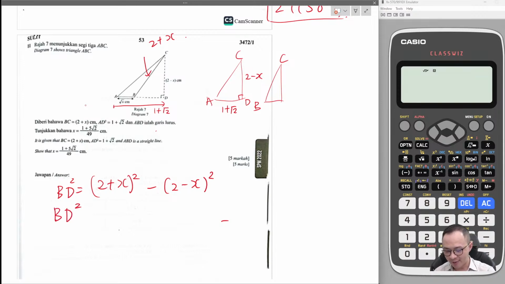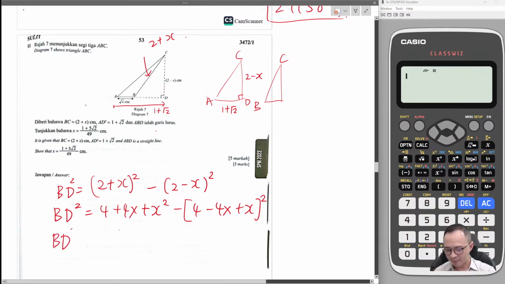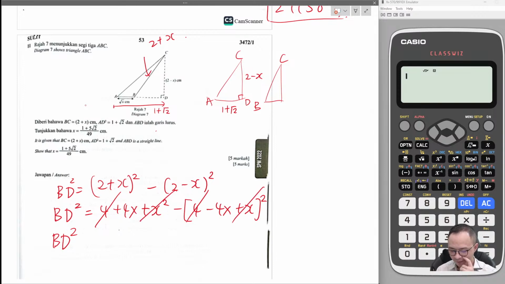So BD squared is actually equals to 4 plus 4x plus x squared minus 4 minus 4x plus x squared. Okay. BD squared. 4 minus 4 gone. X squared minus x squared gone. 4x plus 4x, 8x. So BD equals to the square root of 8x.